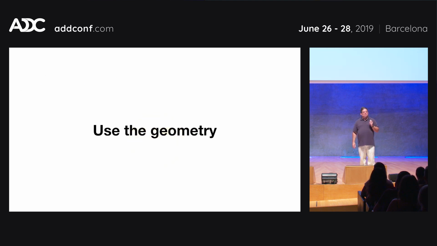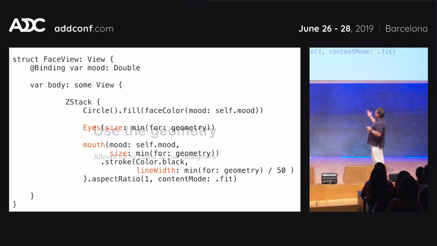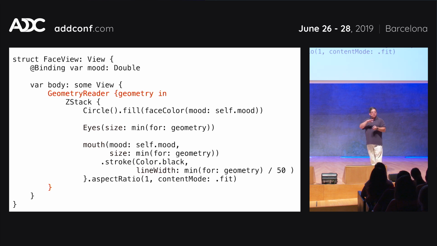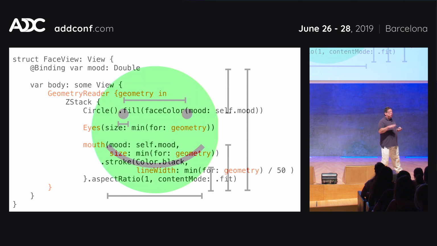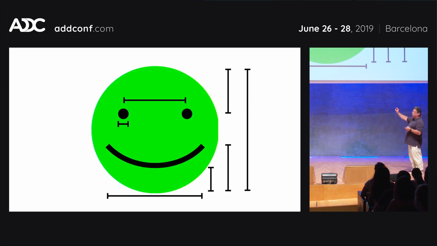Use the geometry. Using the geometry lets us listen to our designers. And so if I use the geometry and I want to set the size of the eyes and the size of the mouth and the line width for stroking the mouth, I'm going to put my Z stack inside of a geometry reader that says, well, how big are you? And the geometry reader says, well, I'm this big. And so I say, well, okay, then I'll use the this bigs to draw it, and now no matter what size my face is, everything is relative to those sizes. I take the whole size of the face, and everything is in percentages of that.